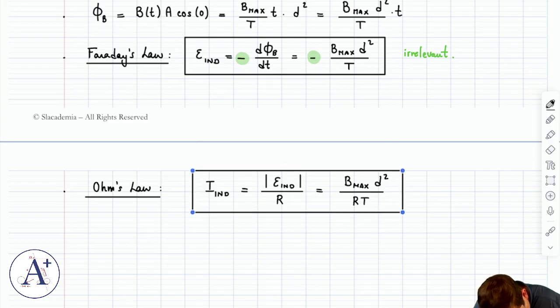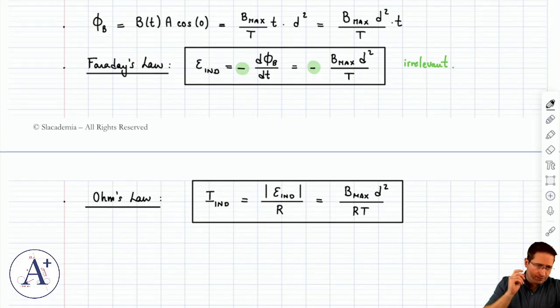Okay, so that is how I would find I induced. I would first need to apply Faraday's law. Keep in mind that Faraday's law is the only new equation that we have for induction, and it does not give me I induced directly. First it gives me epsilon induced, and then from there I can find I induced.